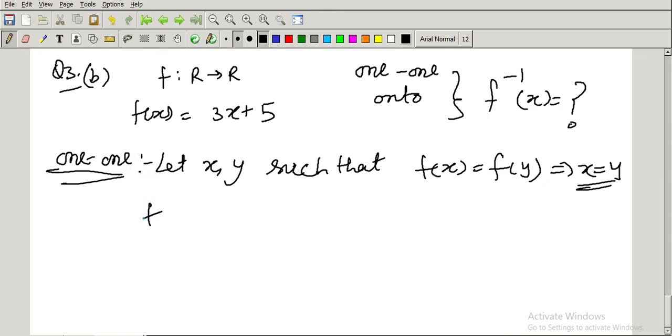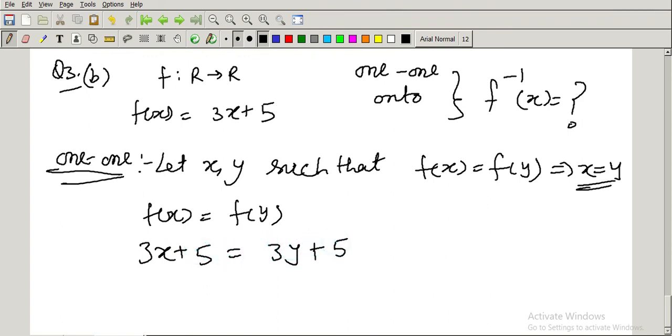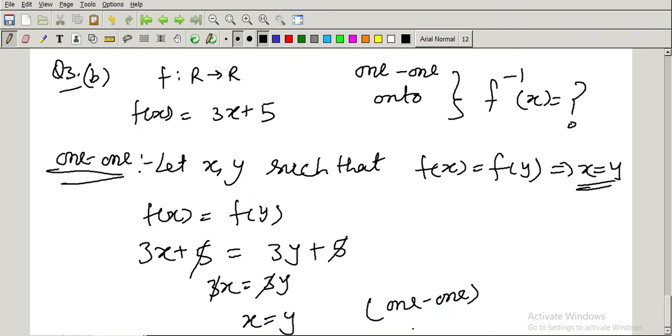So f(x) is equal to f(y). So f(x) is your 3x plus 5, and f(y) is your 3y plus 5, because put y here, it will be 3y plus 5. So the 5 and 5 cancel. So 3x will be 3y. Here the 3 cancels. So it will be x is equal to y. So we can say it is 1-1. Right? So this is 1-1. So it is proved.